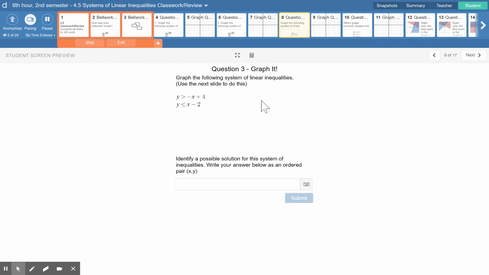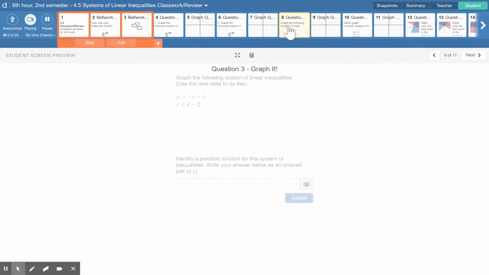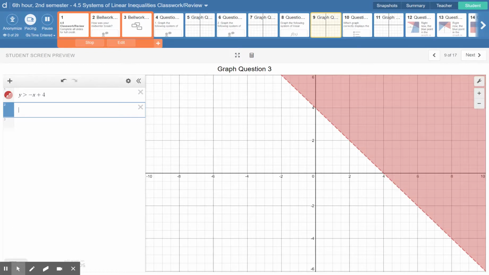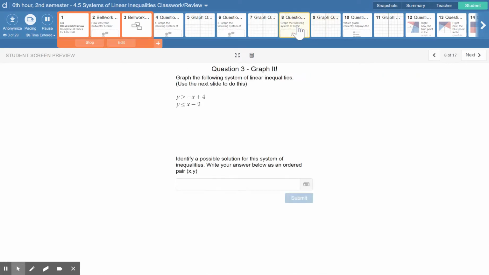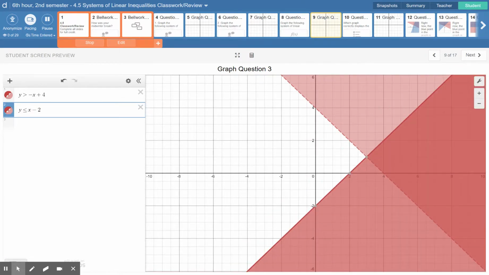All right, so question number 3. This is where we actually talk about the possible solution. Remember, your possible solution should be very different than somebody else's. It just needs to be in the double shaded. So we have y is greater than negative x plus 4. Now graph the second inequality right after it. So then y is less than or equal to x minus 2, I believe.